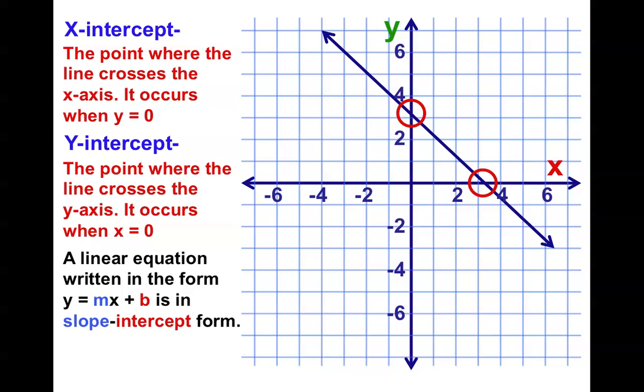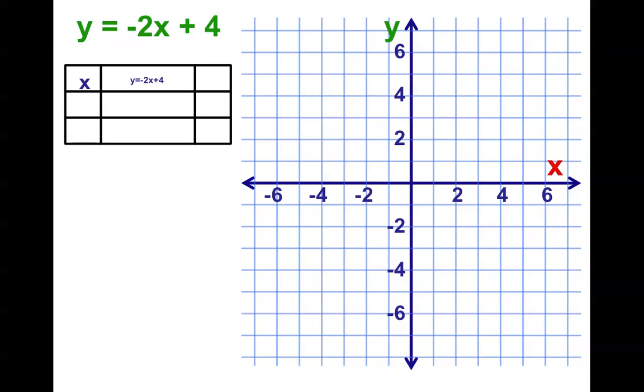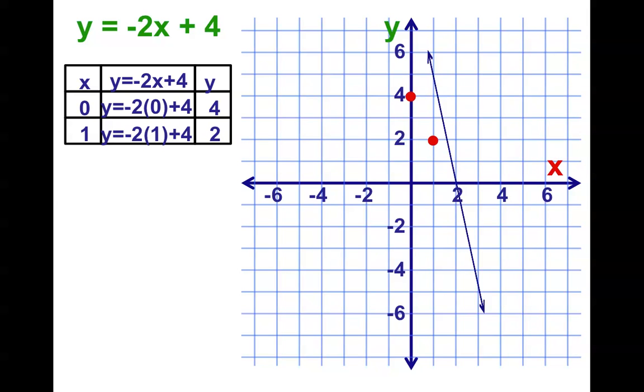Linear equations can be written in a form called y equals mx plus b, and we call this the slope-intercept form, and we're going to learn why that works. Okay, so here's an equation. We know it's going to make a straight line. What we learned before is that we could simply pick values for x, plug them in, and figure out what the values for y are. When we plot those points, they form a straight line.